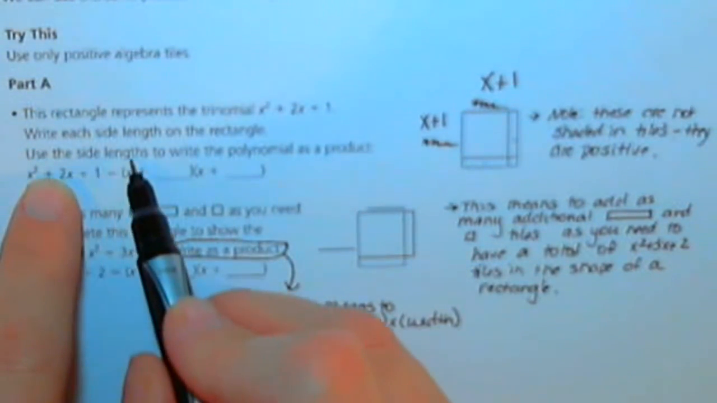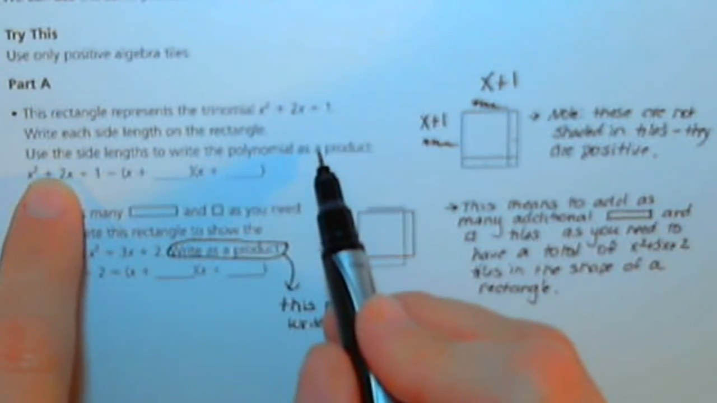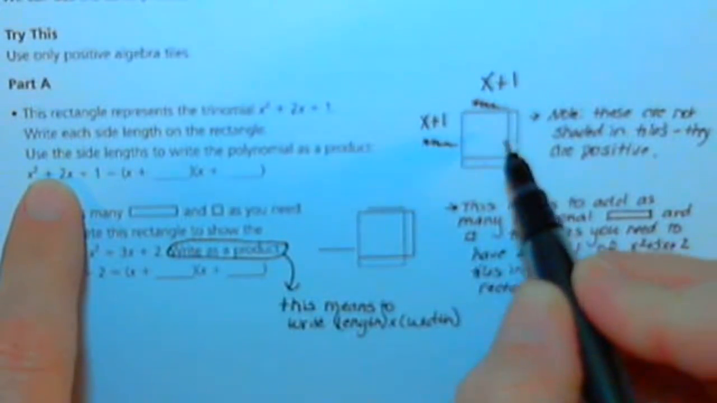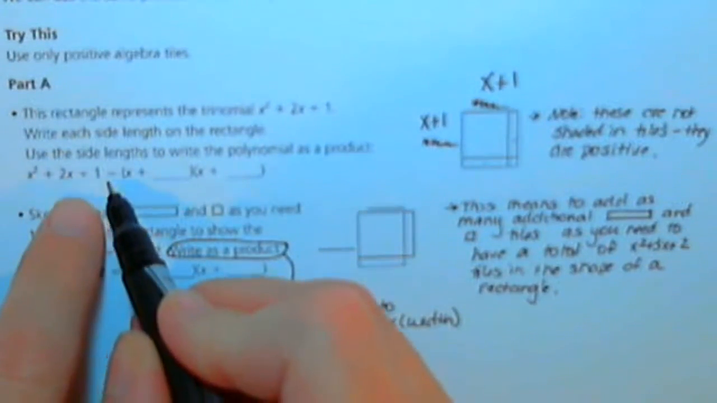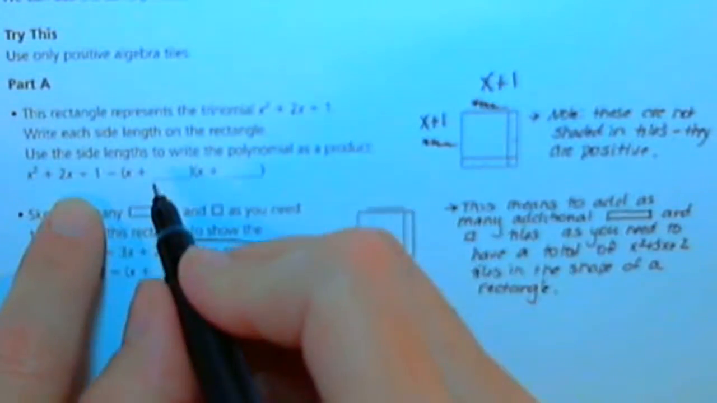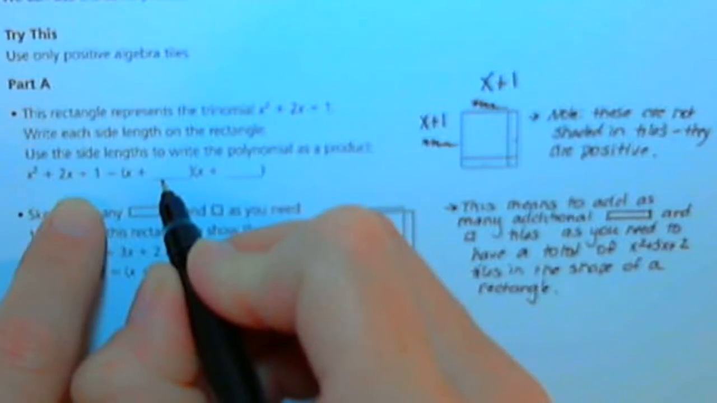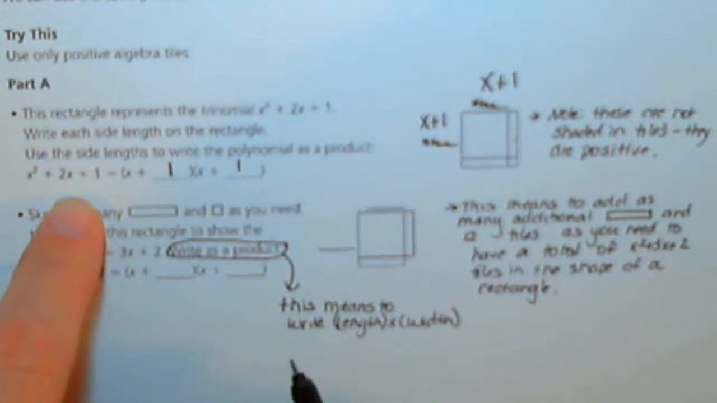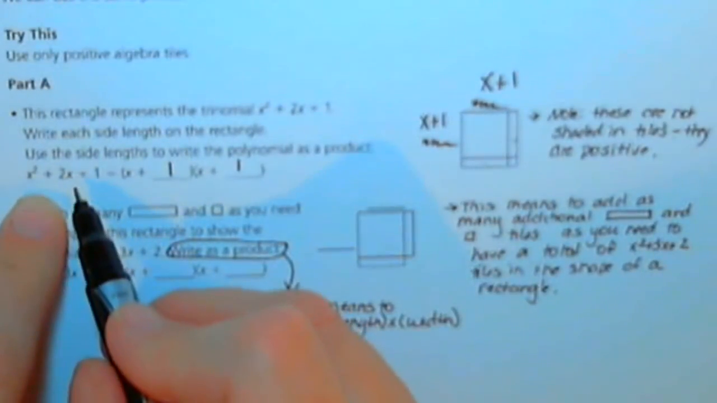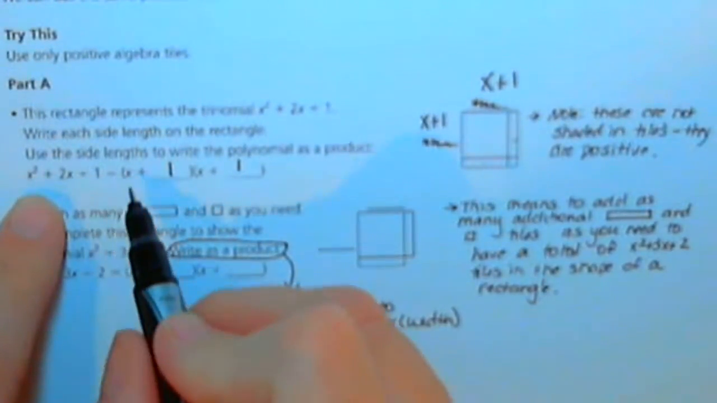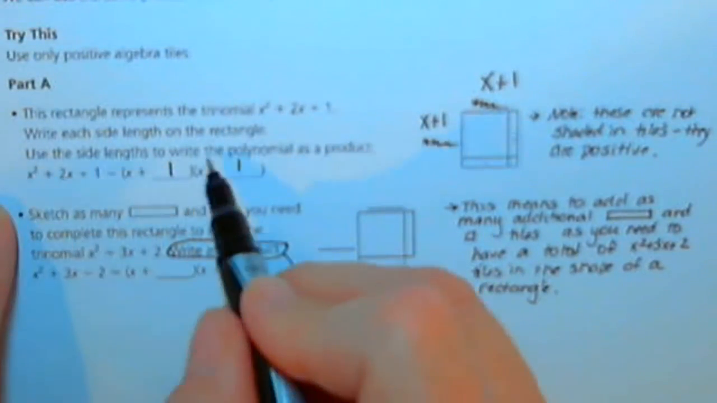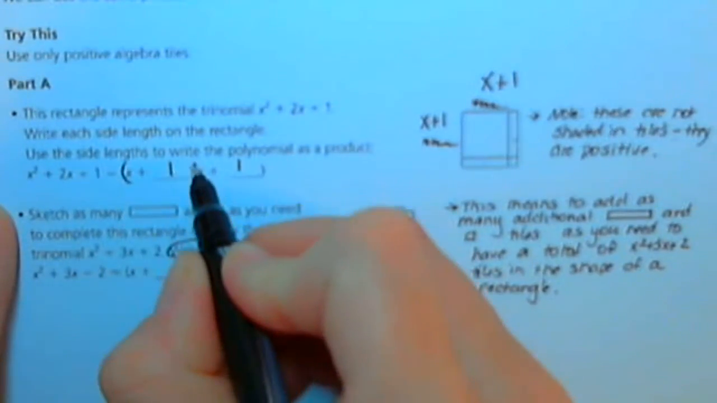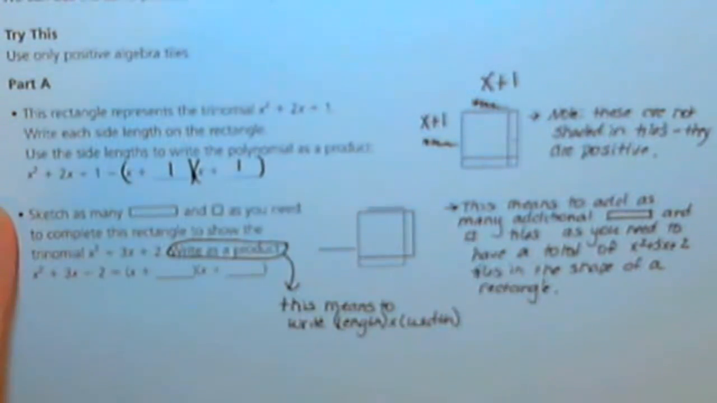It says use the side length to write the polynomial as a product. The area of the rectangle is always the original polynomial, which is right here. Its length and width are the two things that we multiply together to get that area. And what do you multiply together? X plus 1 times x plus 1. If you remember back to our last section, we are actually taking this trinomial and factoring it into two brackets. The first bracket is an x plus 1, and the second bracket is an x plus 1.